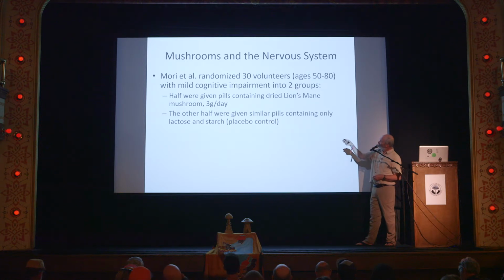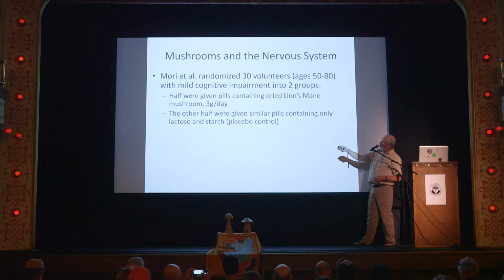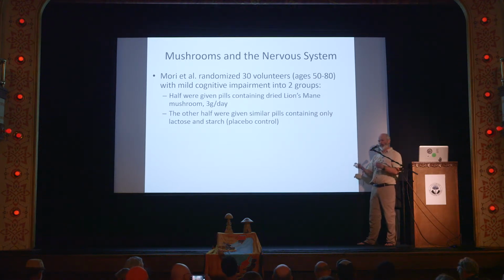So they took 30 volunteers, and these were elderly Japanese who had mild cognitive impairment. Okay, so not enough to be institutionalized, but had some issues. Okay, and they gave them a bunch of pills that had dried lion's mane, 3 grams a day. So they gave them a gram 3 times a day. And the other half had similar pills, but just sugar pills, basically. So the patients don't know what kind of pills they're getting, and the researchers don't know either, until the end of the study.